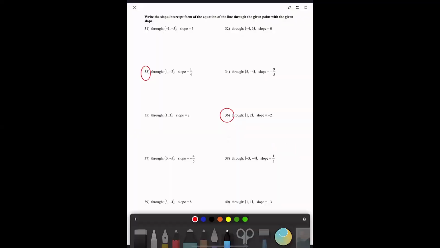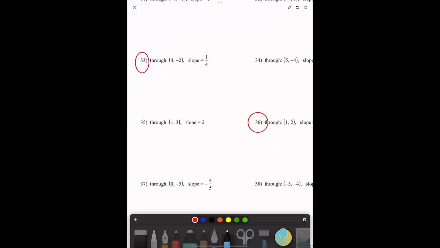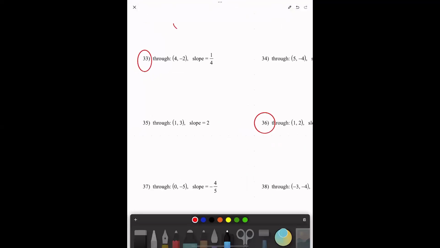All right, so now we have a point and the slope. So we're going to use this formula, y equals mx plus b, and we're going to take the slope and put it in for m, and then we're going to use the x, y point and solve for b. So this is how you do it. We're going to say y equals 1/4 x plus b. Then we're going to replace the y with a -2, and then equals 1/4. And then we're going to replace the x with 4 because this is the x coordinate. And then we have this.